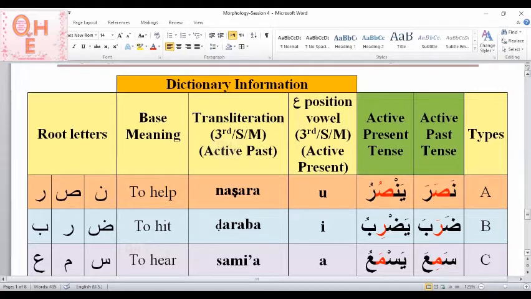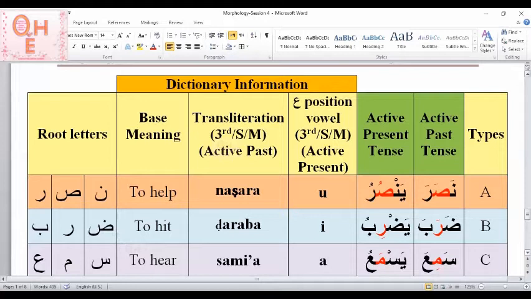So let's go over the transliteration first. If I plug in noon, sod, ra as the root letters, the dictionary will give me these 3 columns that I'm showing. For simple verbs, the transliteration will usually give you 6 characters. Usually you have a consonant, right after that a letter corresponding to the vowel, then another consonant, a vowel, another consonant, and a vowel. Let me explain to you.